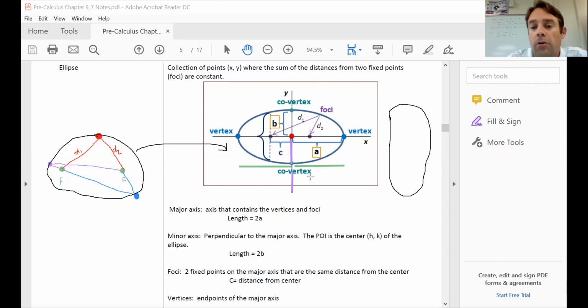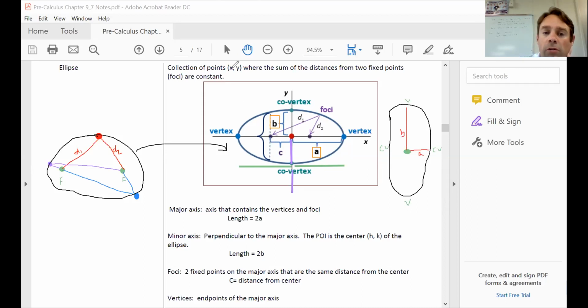We call those vertices, or if it's a vertical one, those would be the co-vertices. So on a vertical one, the co-vertices would be on the left and the right, while the vertices would be on the top and the bottom. The vertices are always the points that are further away from the center. But even still, if I draw a center on this thing, the B value and the A value don't change. So this is still going to be the length of B. This is still the length of A. So A is your horizontal distance to the outside, B is the vertical distance.